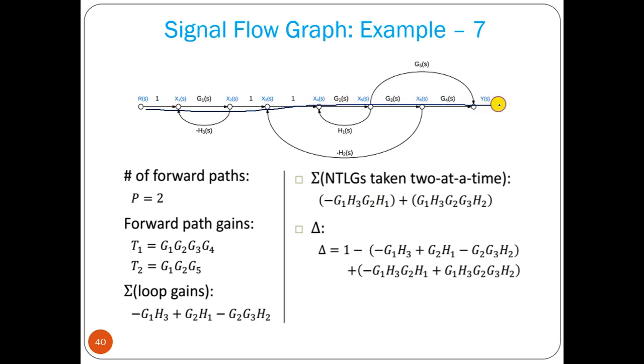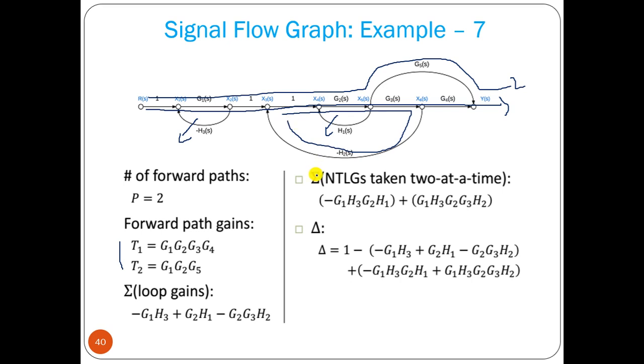So we have one forward path here, whose gain is G1, G2, G3, G4, and we can have another forward path like this way, G1, G2, G5. Two forward paths are there. Now what loops are there? This is your one loop, this is your second loop, and this is your third loop. So we have total 3 loops. So what are the gains? G1 minus H3, G2 minus G2 H1 with positive sign, G2 G3 minus H3. So these are the loop gains.